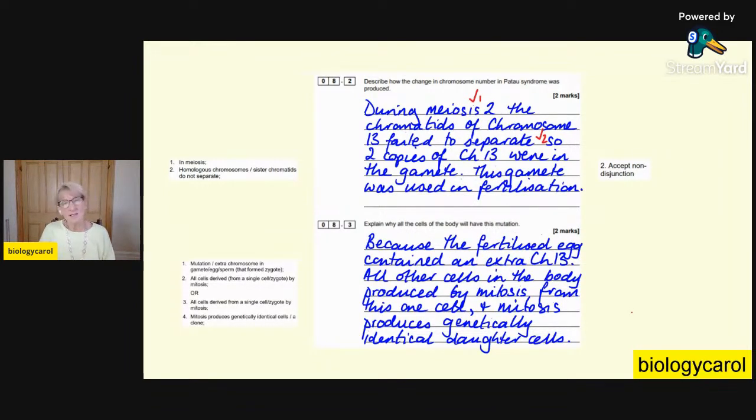Here's what I wrote. Here's the mark points. Here's the examiner's comments. Notice that you could either get mark points 1 or 2, or mark points 3 or 4, but gloriously, mark points 2 and 3 are pretty much exactly the same thing. So I got mark points 3 and 4.